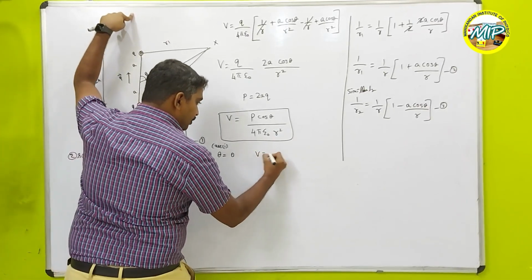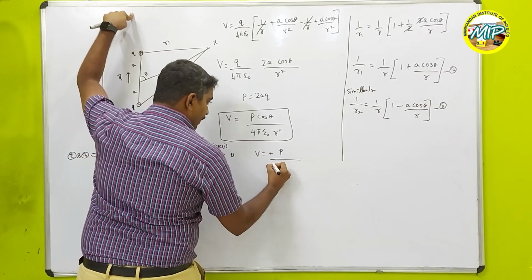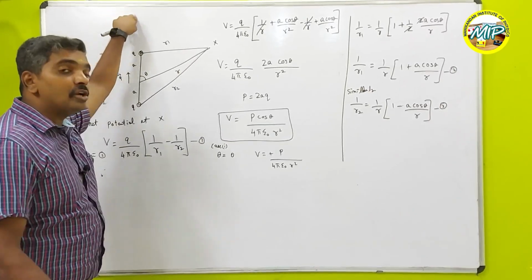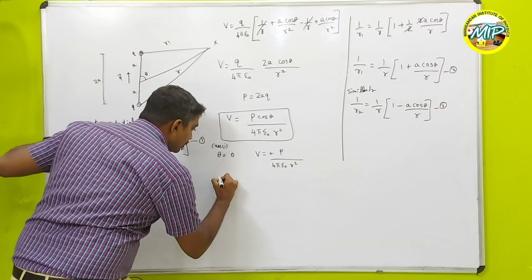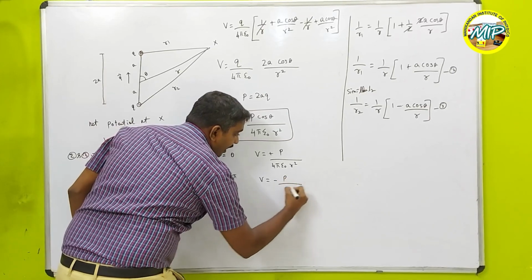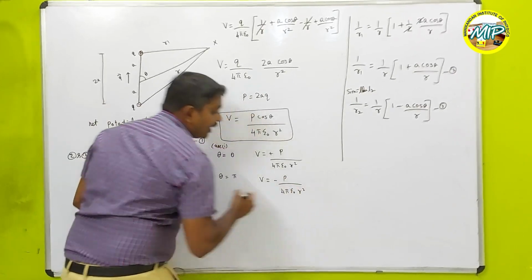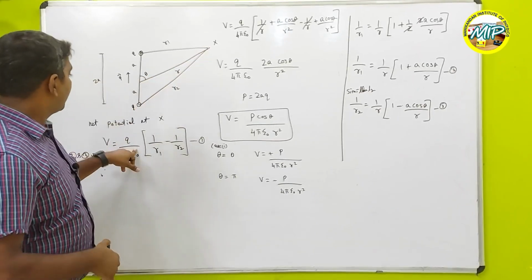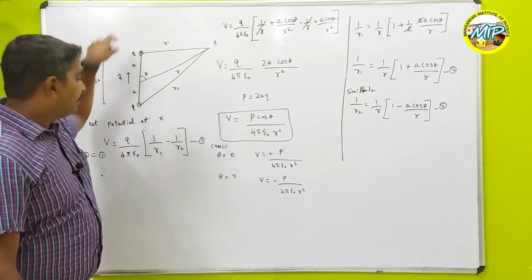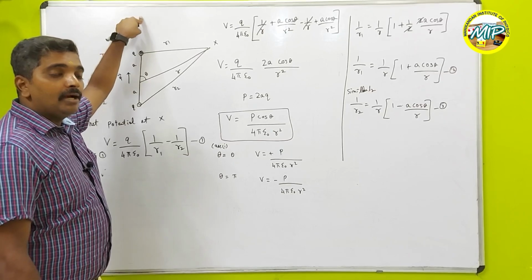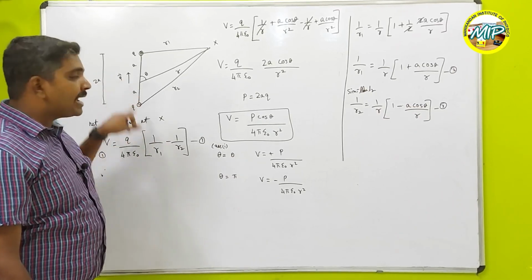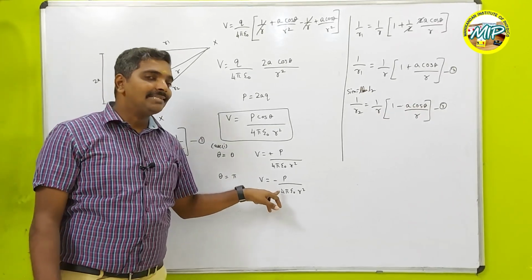Which means V equals plus P by 4 pi epsilon naught R square. Okay, at this point, this is the potential on the axis of the dipole. So if I put theta equals pi, V equals minus P by 4 pi epsilon naught R square. Which means you are measuring at this point, which is anti-parallel to the dipole moment. In the earlier case, the dipole moment is parallel to the axis. In this case, if you are measuring my X at this point, which is anti-parallel to the dipole moment, that's why there is a minus sign.